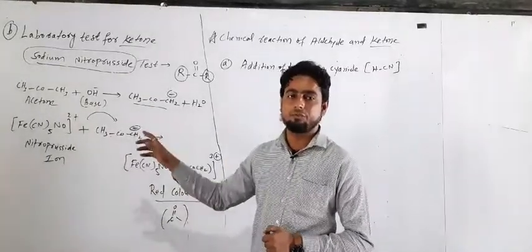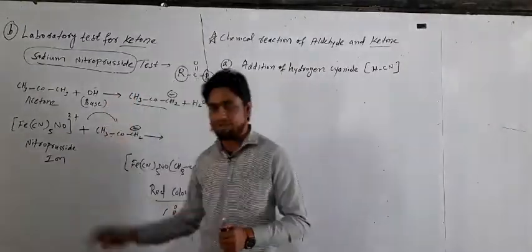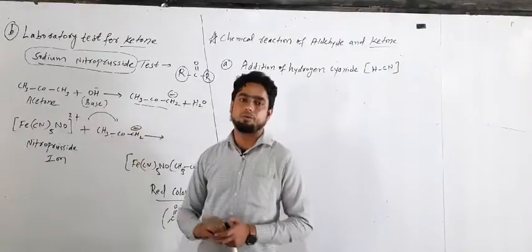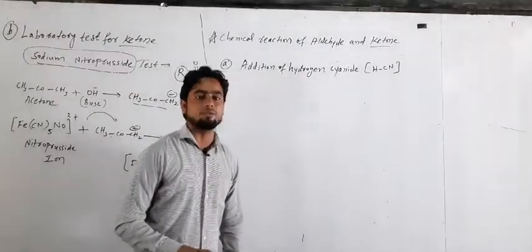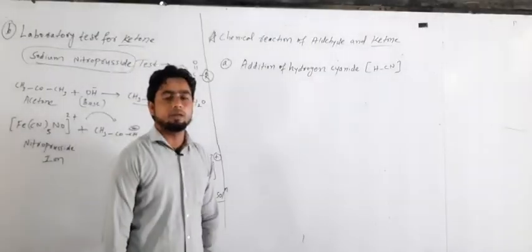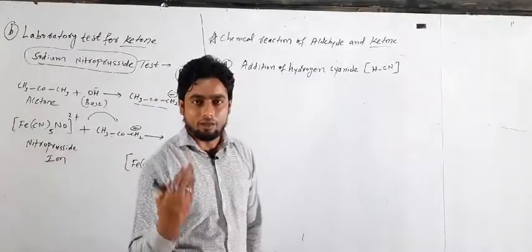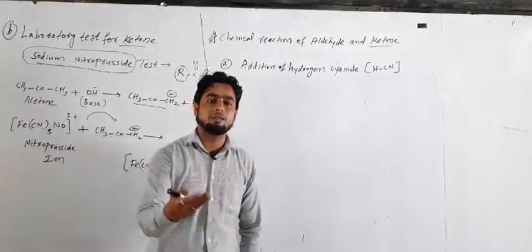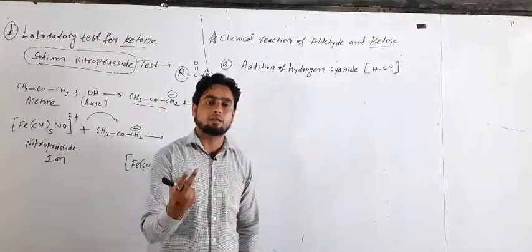So it's one test for the determination of the ketone group in any compound. Now second, the chemical reaction of aldehydes and ketones. What is reactivity? It is called the chemical reaction, which reacts fast and which reacts slowly, depending upon two factors.